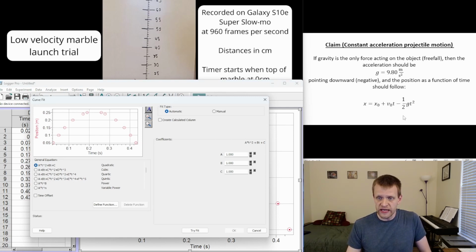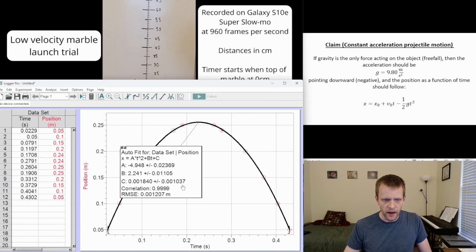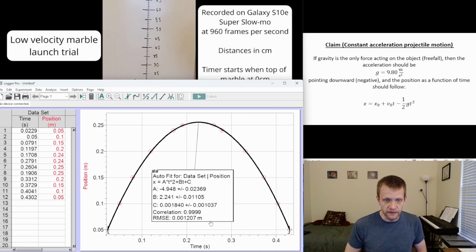Okay? So if this equation is valid, a quadratic fit should match quite accurately. We should get a very good match when using this quadratic fit. So let's do that. And I would say that is matching up remarkably well. Our correlation is 0.9999, with 1 being it fully matches the data.